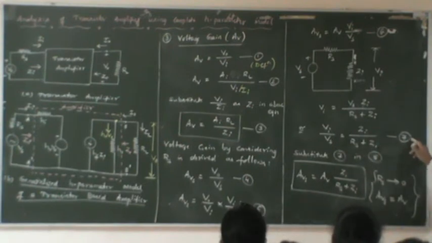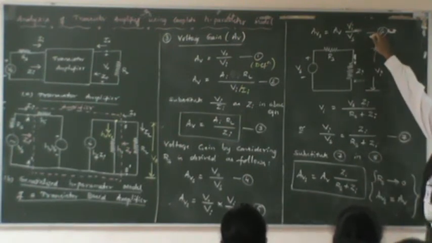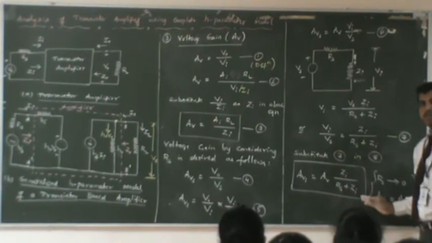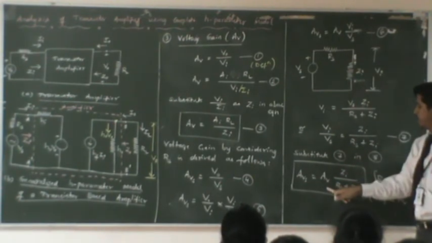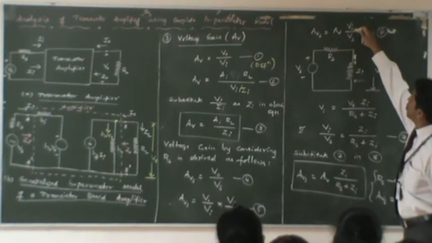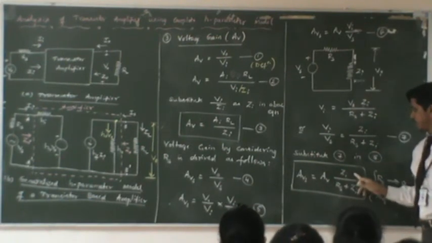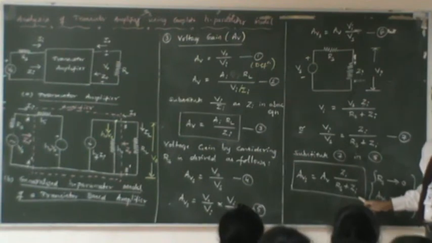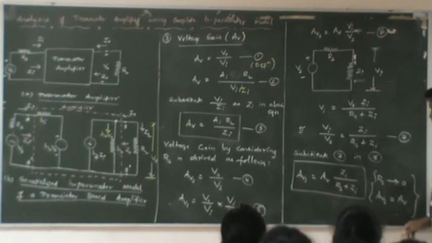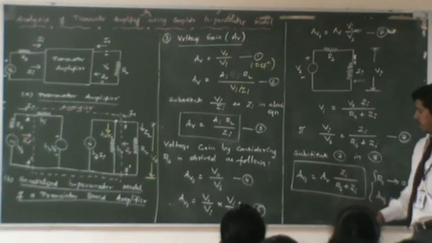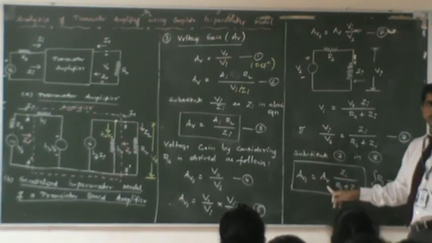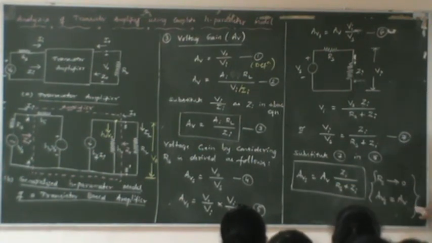So from equation number 7 you can substitute back in equation number 6. You will obtain the final expression for AVS. AVS is equal to AV, kept as it is, and instead of VA by Vs, you write Zi divided by Rs plus Zi. In this equation, if you make Rs tend to 0, Zi will cancel out, and therefore AVS becomes equal to AV.